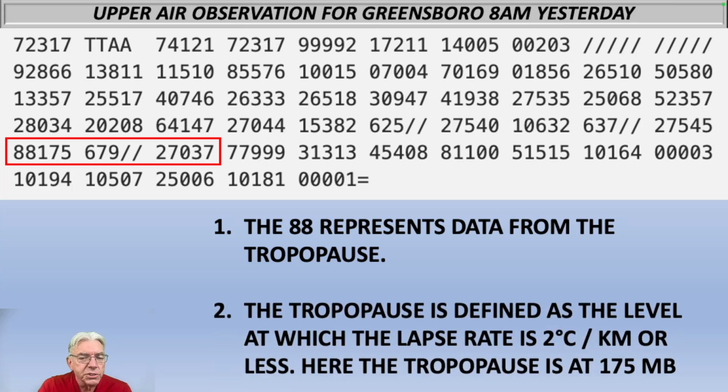The tropopause is defined as the level at which the lapse rate of temperature, in other words, how the temperature is changing with height, is 2 degrees C per kilometer or less. So normally the temperature decreases with height as you go up, but usually at a faster rate than this. As soon as it gets to 2 degrees C per kilometer or less, then that is defined as the tropopause. And in this case, it is 175 millibars.